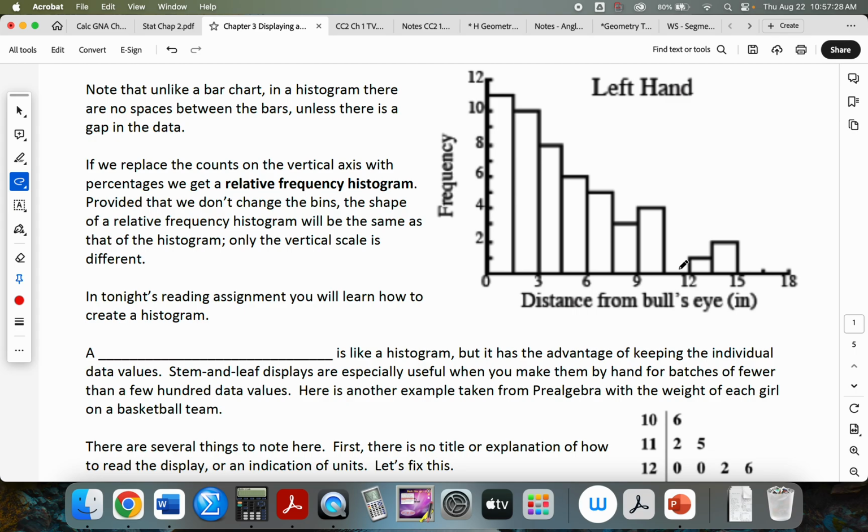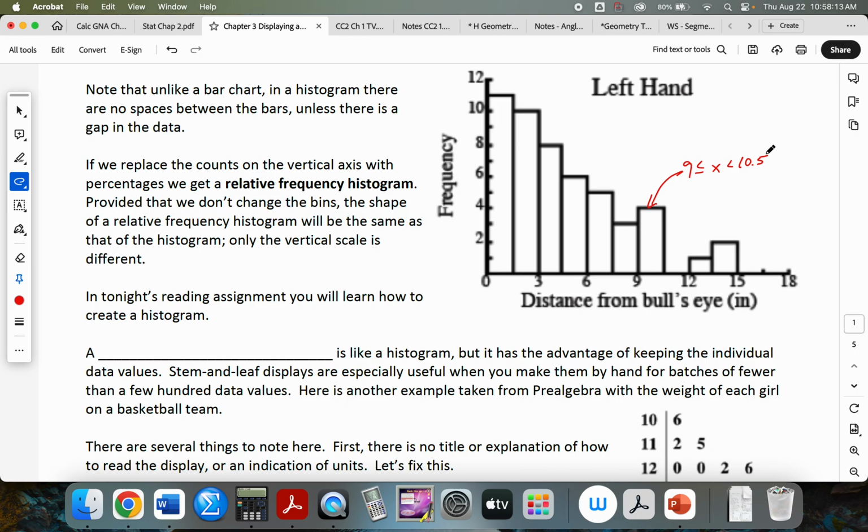So note that unlike a bar chart, in a histogram, there's no space in between the bars, unless there's a gap in the data, like right here. Also notice that, say for this one, this is all values including 9, but not including, halfway between those two would be 10.5. It doesn't include 10.5. You always include the lower value, not the upper value. Okay? When you're looking at the bins.